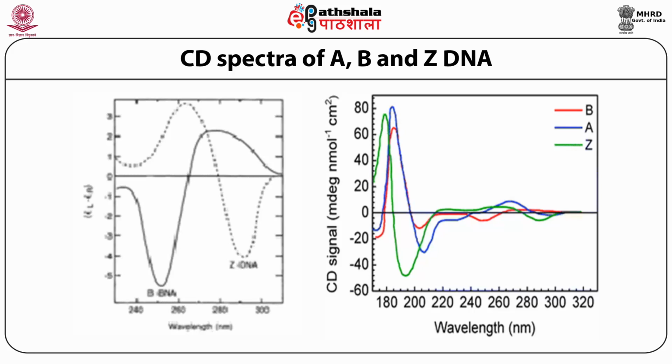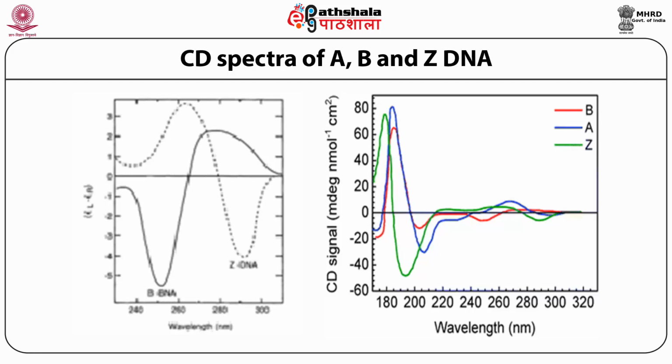In the right-hand figure, we show three curves. Red for B form of DNA, blue for A form of DNA, and green for Z form of DNA. And we find the inversion and differences which are used customarily for understanding polymorphic structural transition, or BZ transition, AB transition in DNA.